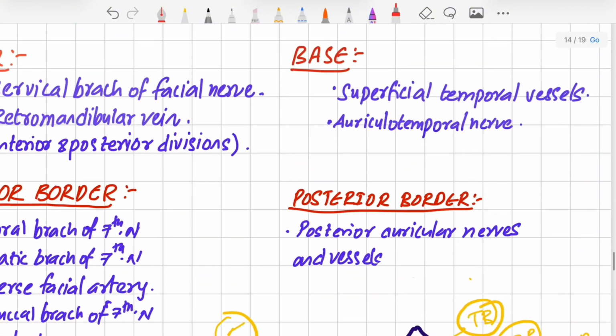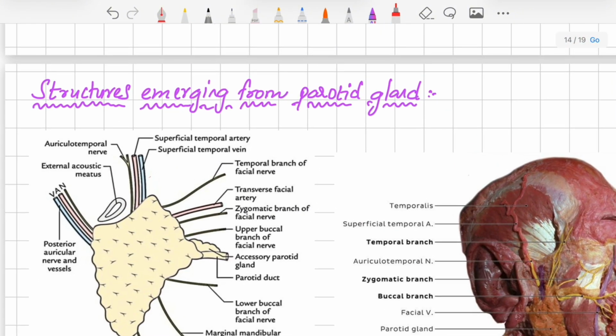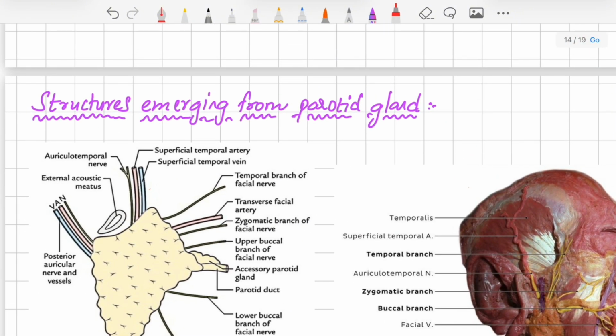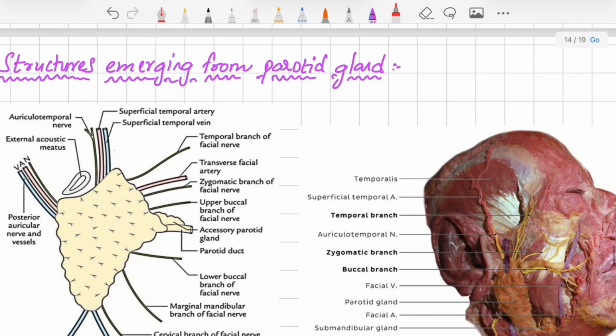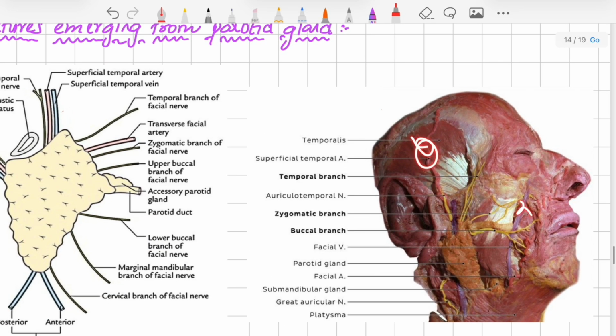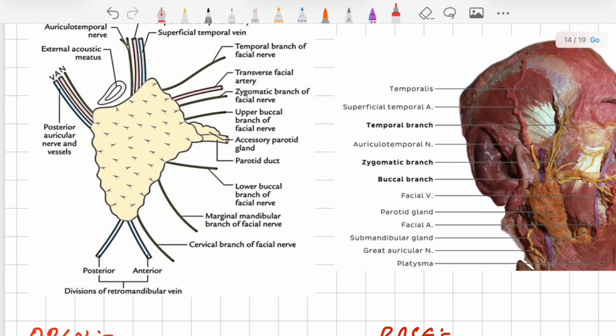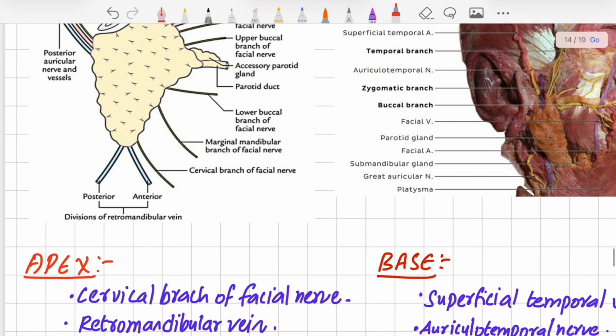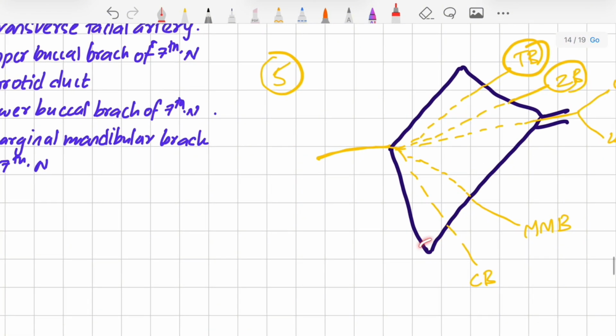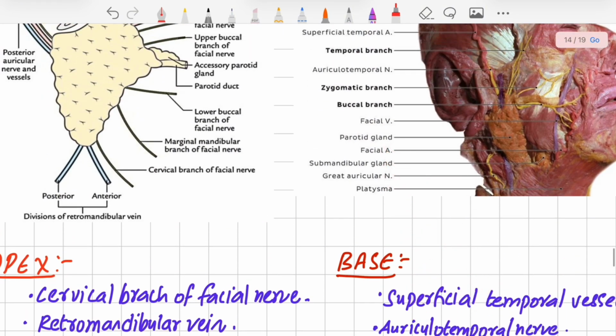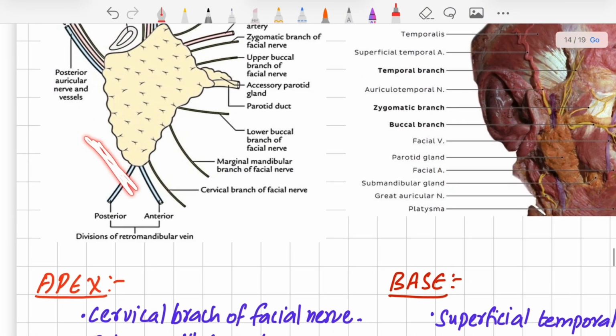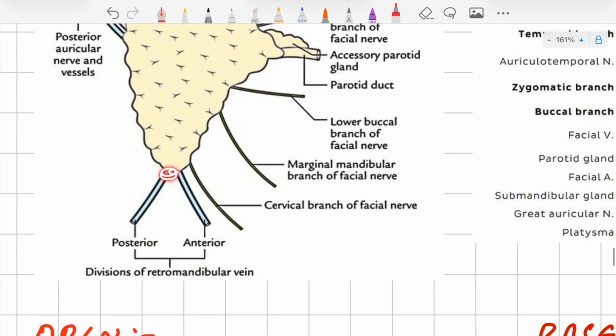Now it will be somewhat easy to understand the structures emerging. So accompanying the branches of facial nerve, we have some arteries and veins. Now let us talk about the structures that are emerging from the apex. If you see this diagram, you can appreciate that from the apex we have the cervical branch of facial nerve. Along with the cervical branch, we have the retromandibular vein. That is the divisions of retromandibular vein.